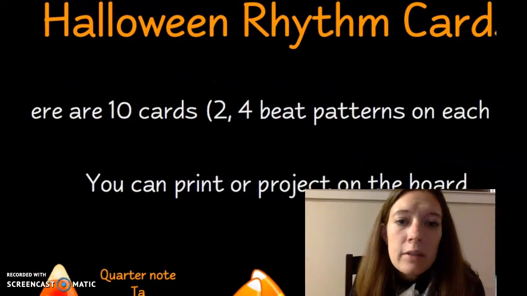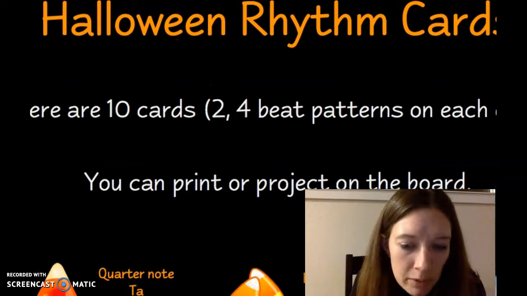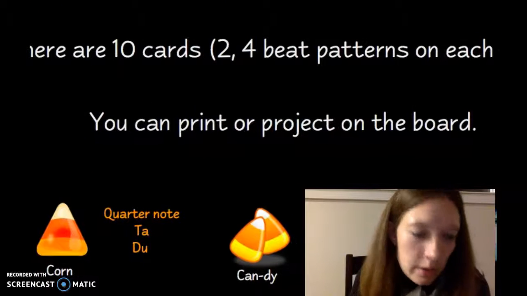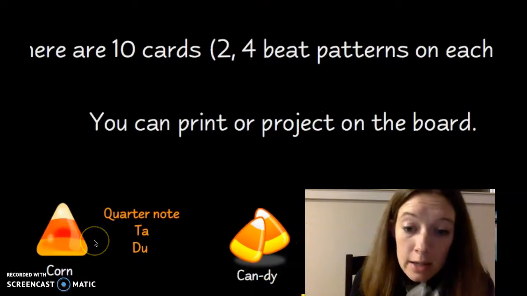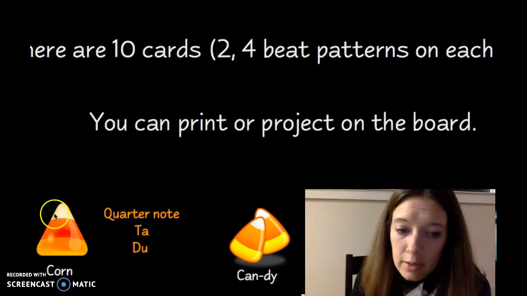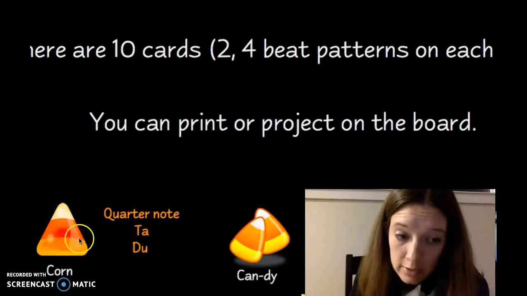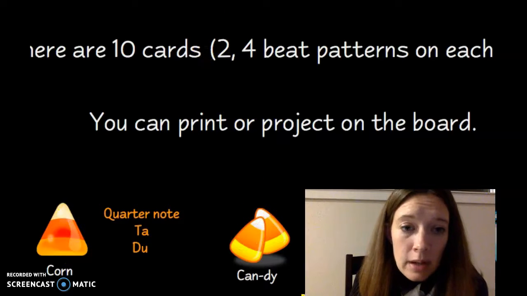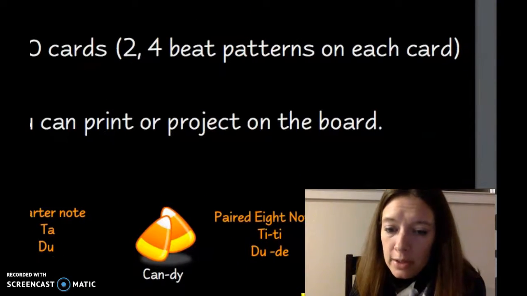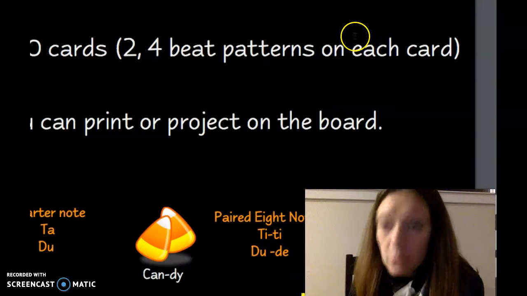Okay, so here's your rhythm pattern. I don't know if I can make this thing bigger. So anyway, on your cards, you'll see some candy corns. If there's one corn, that's a ta. It's like a quarter note, so you're going to say ta. If you see two, those are like eighth notes, so you'll say TT. And if you see the ghost, that's like a rest. So you'll just say shh.